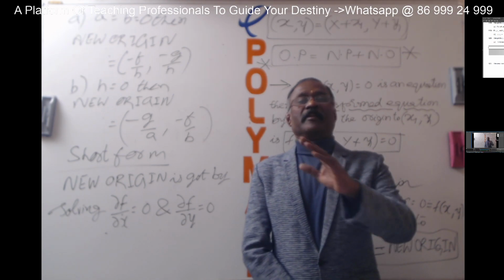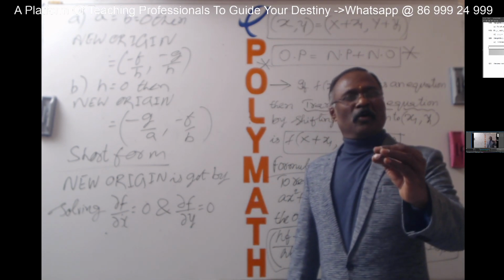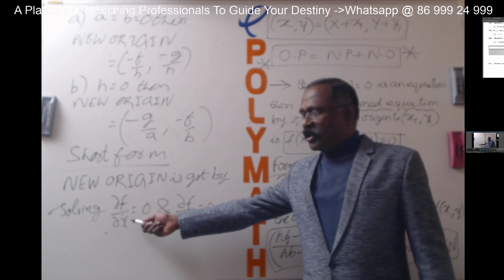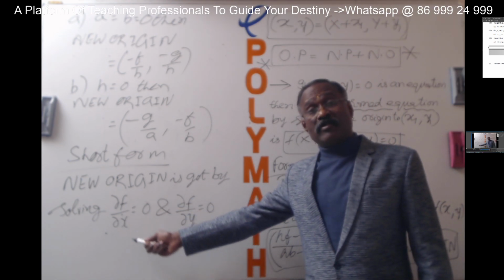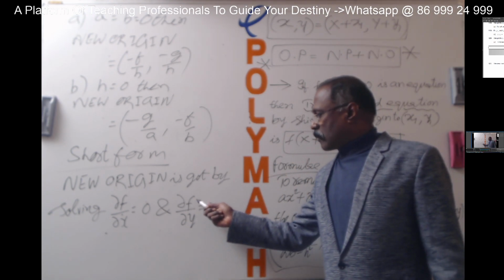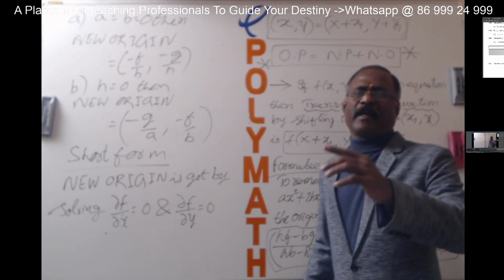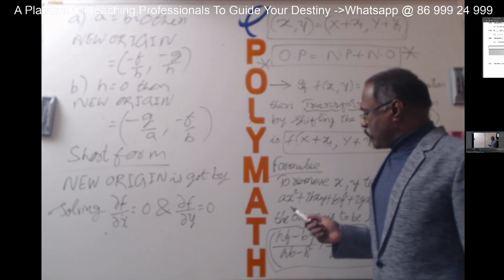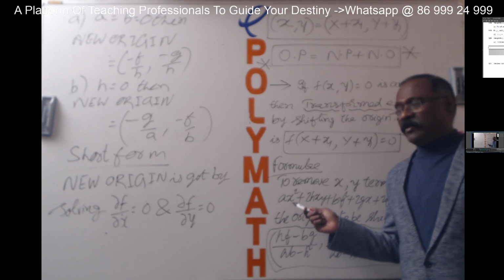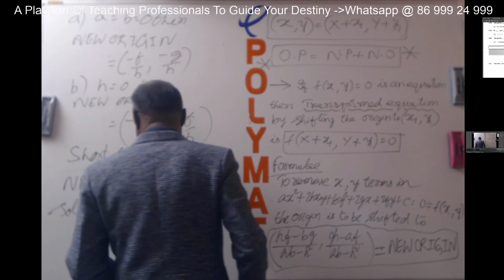So partially differentiated with respect to x means you have to take only x as variable, the rest are all constants. If you are partially differentiating f with respect to x, then you take only x as variable, the rest are constant. Similarly, if you are partially differentiating f with respect to y, then you take only y as variable and the rest are constant. That means if you want to differentiate this with respect to x, then you tell me what it should be.